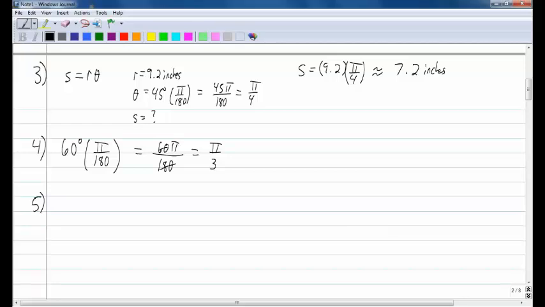Number 5. Convert the angle in radians to degrees. So 12 pi over 3. To convert from radians to degrees, you don't multiply by pi over 180, you multiply by the reciprocal of that, 180 over pi. Pi's cancel out. So now, I could simplify by crossing out. That's going to be 60. So 12 times 60. That's going to be 720 degrees.